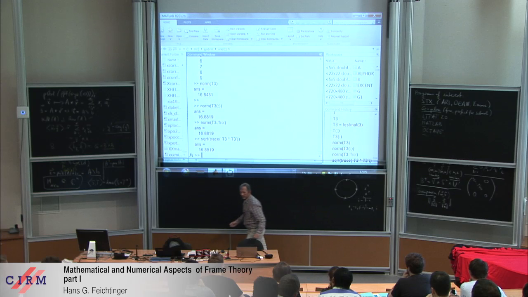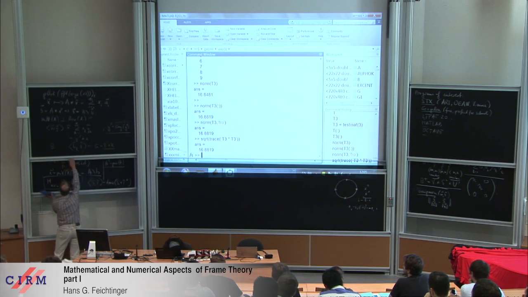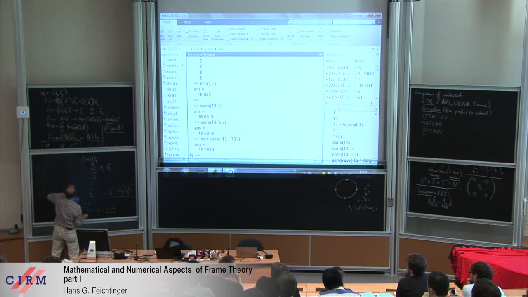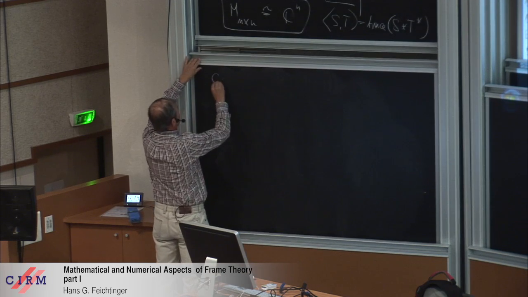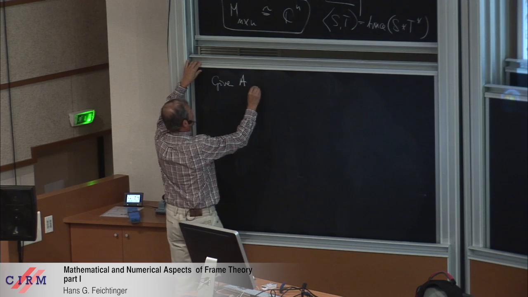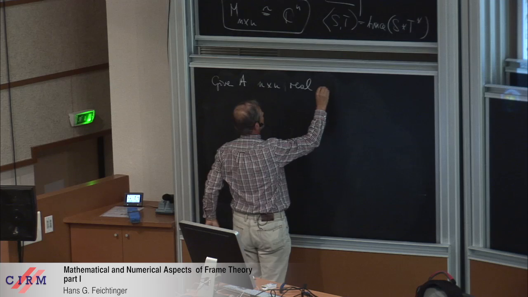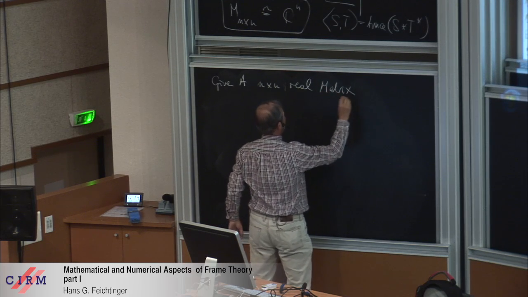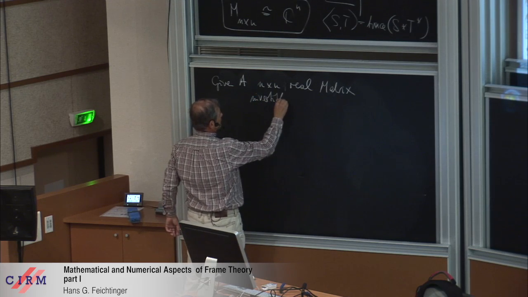I have to eliminate a little bit of the blackboard. So, given an n by n matrix, I would say for simplicity I make it real for the explanation. An n by n real matrix, and which is invertible, so we know it's a basis.